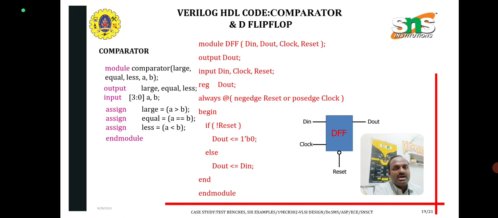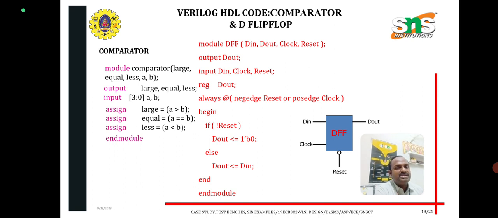module comparator large equal less A comma B is the input, large equal less is the output, and AB is the input, that values of 4 bits, and large means A greater than B. If equal means A equal to B, less means A less than B, that is comparator.